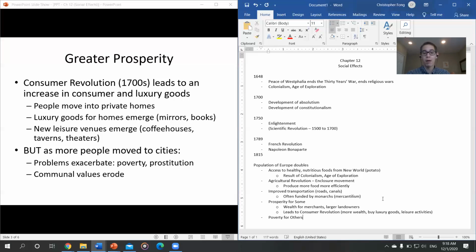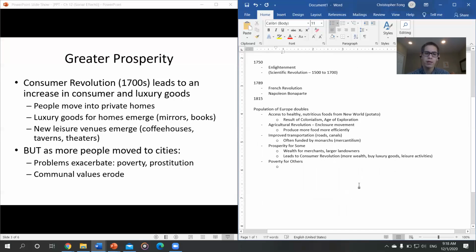Now, as we've talked about before, there's prosperity for some, upper class and middle class for sure, but poverty for others. Peasants suffer the most. You might remember when we talked about enclosure, they lost their land. They oftentimes were forced to move to the city. And so it led to a lot of poverty for them.